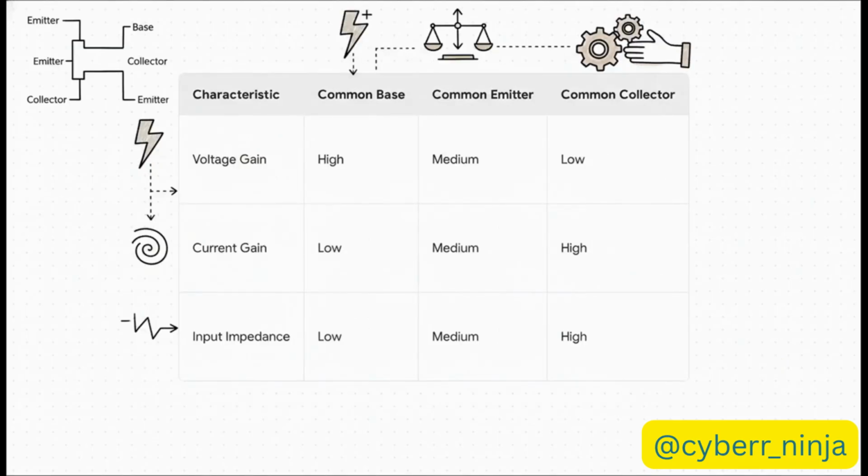As you can see, it's all about trade-offs. If you need a huge voltage gain, you pick common base. If you need a good balance of everything, common emitter is your friend. And if you need a big current boost to match impedances, you go with common collector. It's all about picking the right play for the situation.